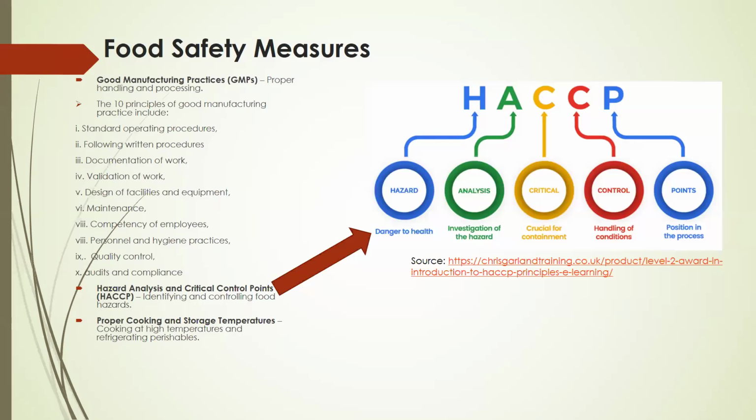Validation, for example: if you are preparing something and it is time to close, you should be able to document that, oh, I have added this and this to this product, so that you know where to start from. Design of facilities and equipment must favor the safety of food. It must favor the safety of food.